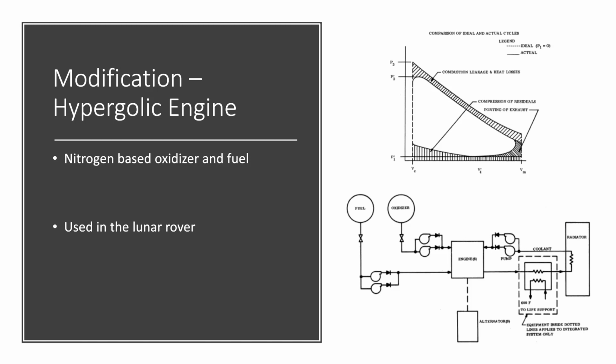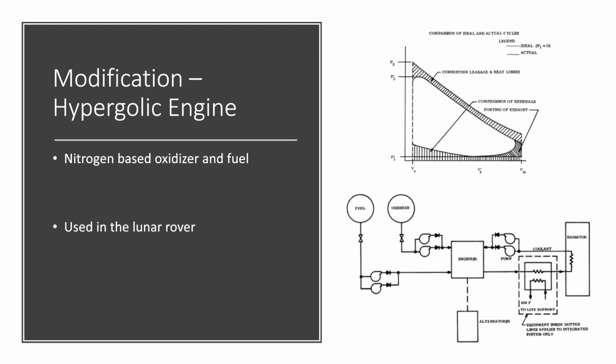Let's go over two modifications that are made to the Otto cycle and their real-world applications, starting with the hypergolic engine. Hypergolic means that ignition occurs when two substances are mixed. In this case, for the lunar rover that uses the hypergolic engine, N2H4, which is hydrazine, is mixed with dinitrogen tetroxide, N2O4, to create the ignition process. The hypergolic engine has the benefit of not requiring an outside ignition source such as spark plugs, and therefore is more reliable over longer periods of time where a breakdown would be catastrophic, such as exploring the surface of the moon.